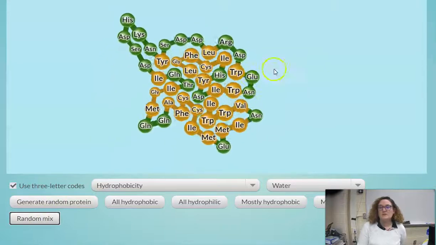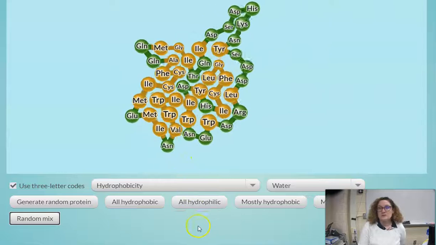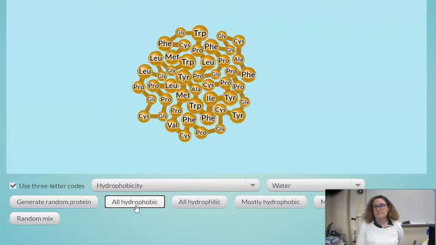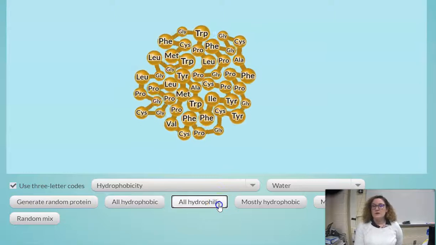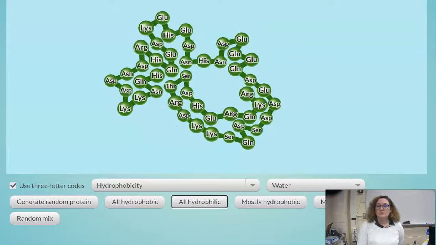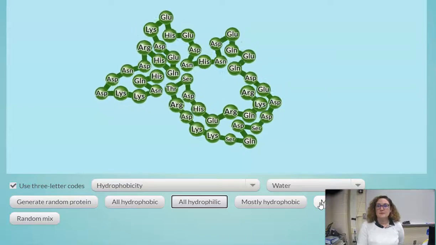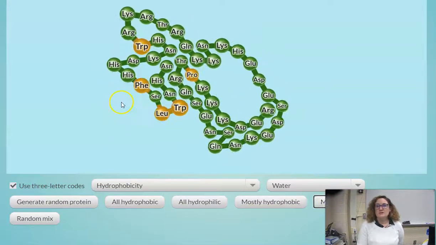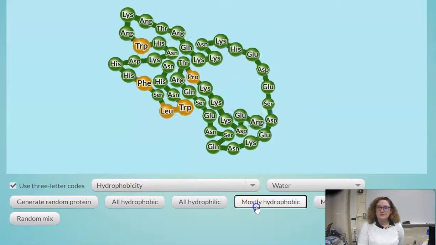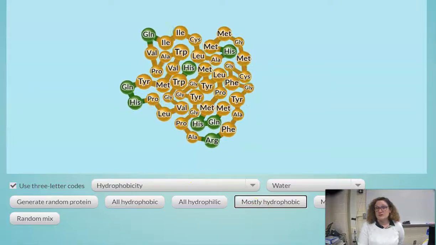And this is just looking at whether they like water, which are the green ones, or they don't like water, which are the yellow ones. I could make it all hydrophobic, which means they don't like water, or I could do it hydrophilic, where they do like water and they start to stretch out. And if you watch, as I click on it, you'll see that the letters inside change. And so it changes the shape depending on which amino acids are there.